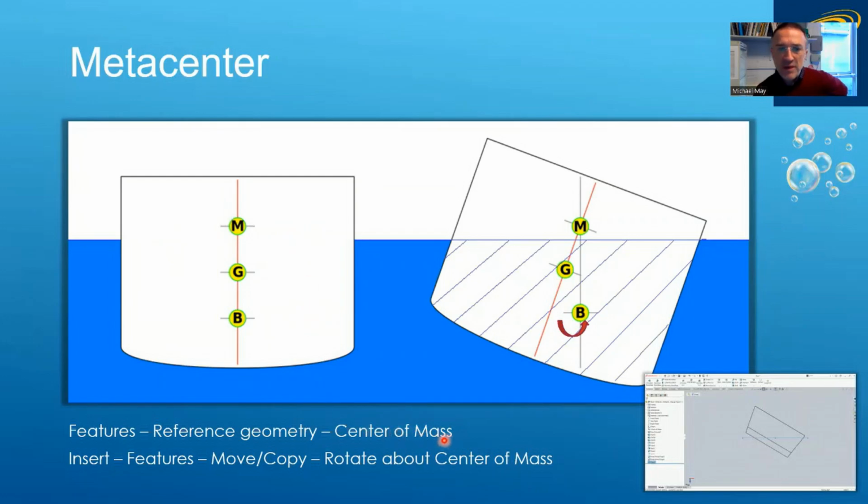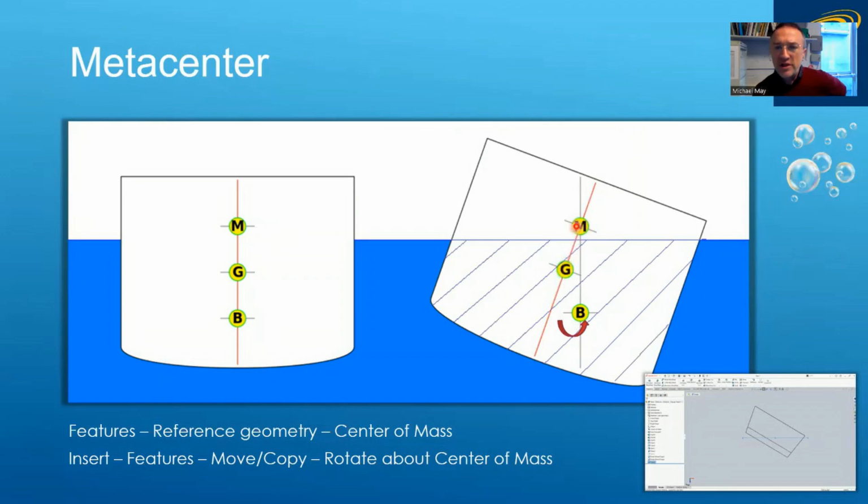So if you call up your center of mass again, then go into Insert Features, Move, Copy, and Rotate about the center of mass. You'll have to redetermine that water line. You'll see that the shape of the displaced volume of water changes. So your center of buoyancy will shift to the side. Once you calculate that new center of buoyancy, draw a line straight up until it intersects the axis of symmetry. Where it does is your metacenter. And the distance between your metacenter and your center of gravity is the metacentric height.